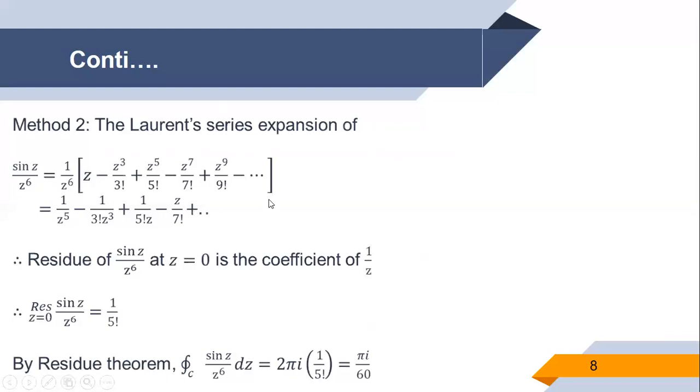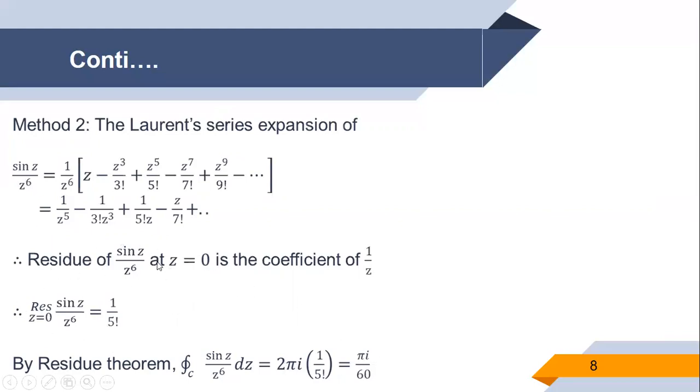And the basic concept of the residue says that the coefficient b1 of 1 upon (z minus z0) is the residue of the given function f of z. So directly we can say the coefficient of 1 upon z, that means 1 upon 5 factorial, is the residue at z is equal to 0 of this function sin z upon z raised to 6. And by residue theorem, in a similar way, 2 pi i into 1 upon 5 factorial is pi i by 60.